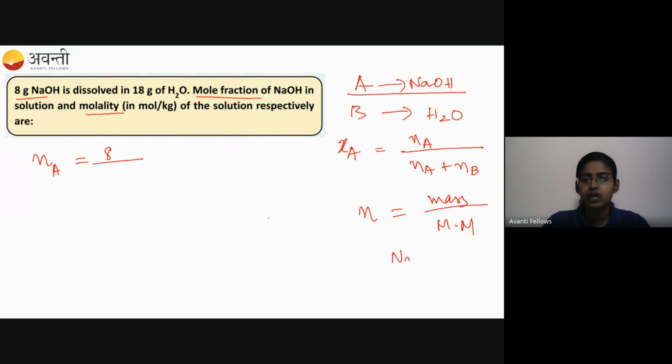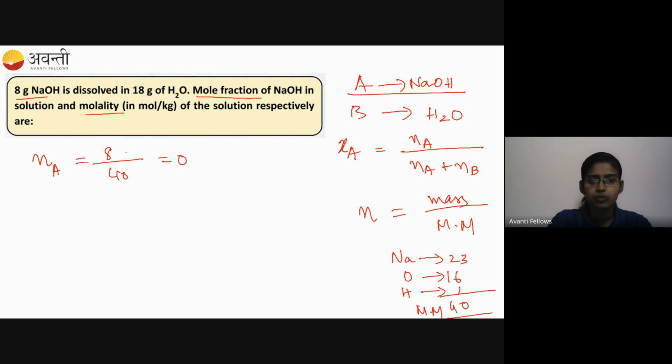So, to find out the molar mass, take the atomic mass. For sodium, it is 23. For oxygen, it is 16. For hydrogen, it is 1. It will be 40. 40 is the molar mass of sodium hydroxide. So, this will give 0.2 mole. And to find out the number of moles of water, the mass of water is 18. Molar mass of water will be 18. Okay, 2 and 16, no. So, it is 18. So, 18 by 18 is 1 mole. So, we have got Na and Nb. Just substitute in this formula.